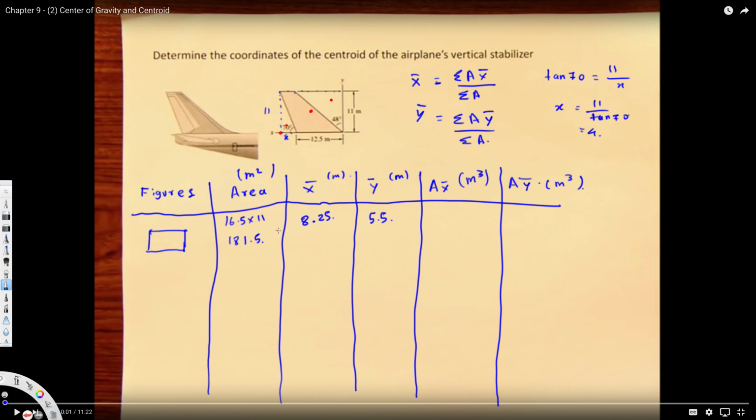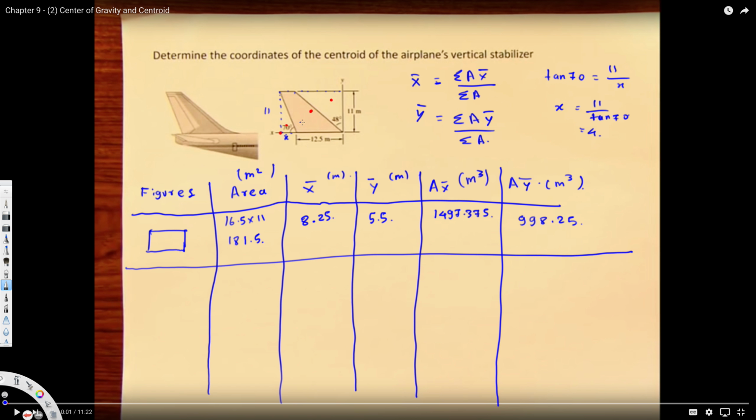And now you have to multiply this area by x bar, and if you multiply this one, you will get 1497.375 for Ax bar, and Ay bar is simply by multiplication of these two. 181.5 multiplied by 5.5, that will give you 998.25. So we are done with the rectangle.